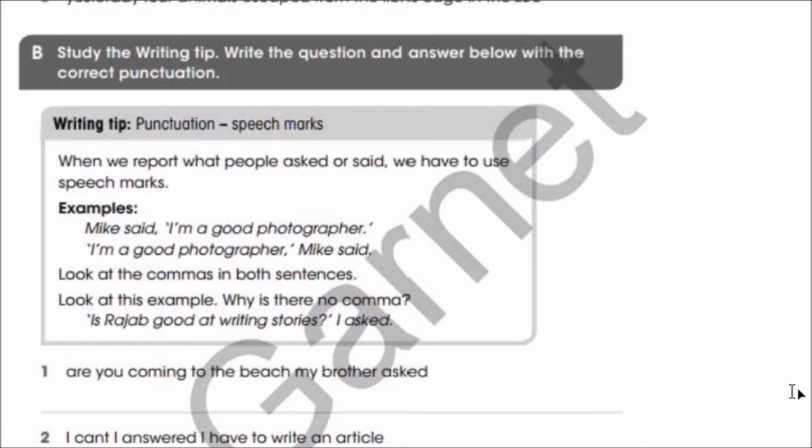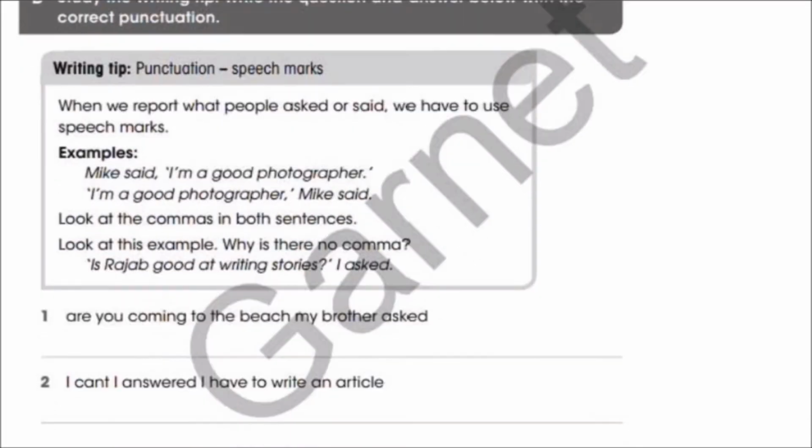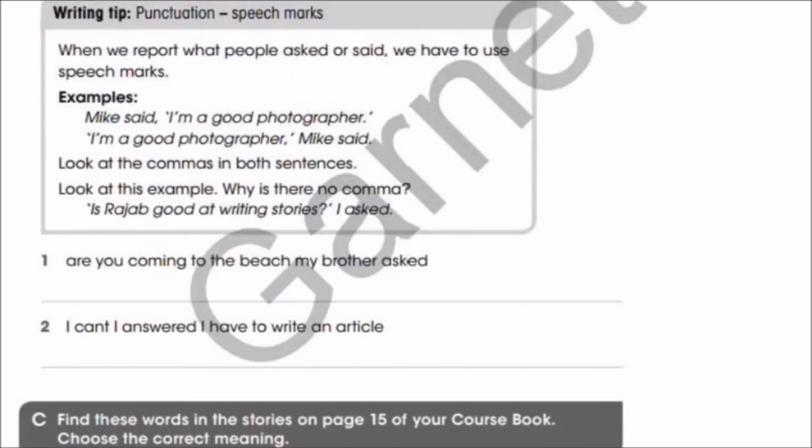Now let's look at the examples that we have down. We have two questions. "Are you coming to the beach?" my brother asked. "I can't," I answered. "I have to write an article." Now we have to change these two sentences or questions using the right punctuation. Now how do we do this? We will do it together.